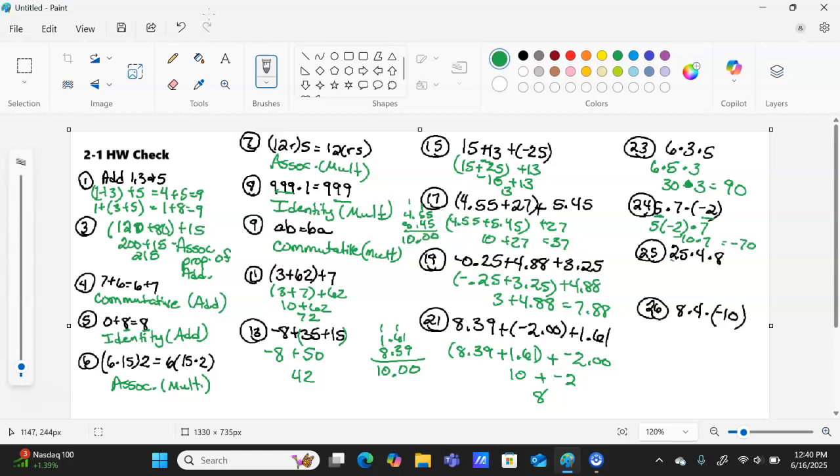This one I'm going to keep the way it is because 25 times 4 is 100. Times 8 would be 800. Here, again, I'm going to keep it the way it is. 32 times negative 10. Multiplying by 10, we just add a 0, and so negative times a positive is a negative. And that is your homework check for section 2.1.